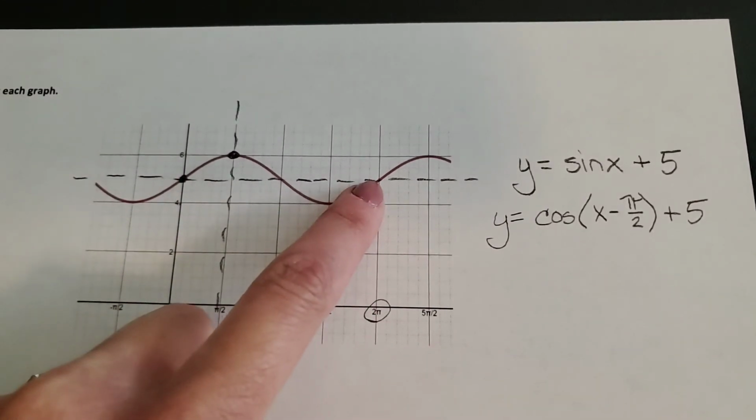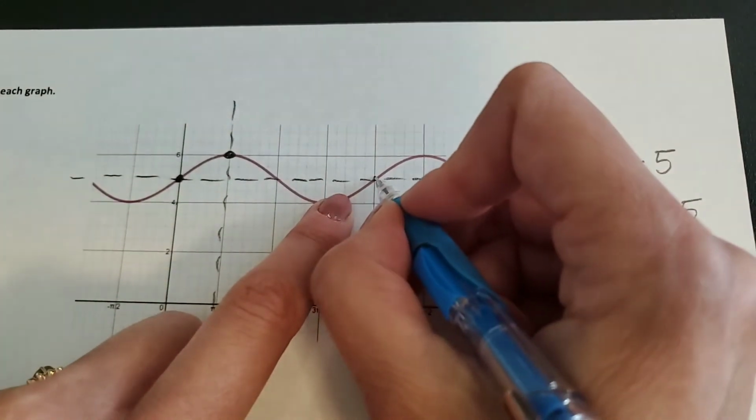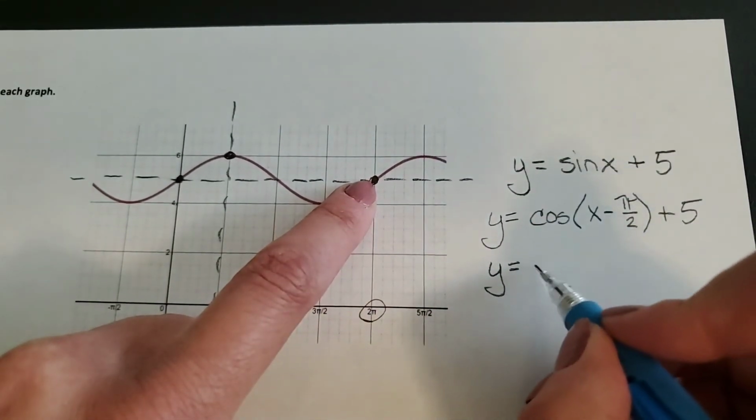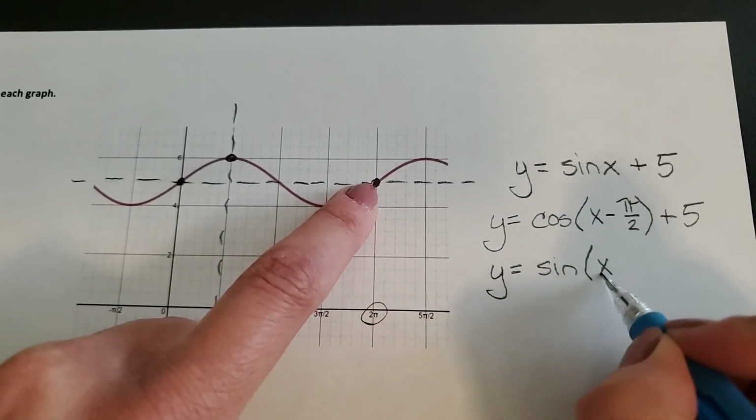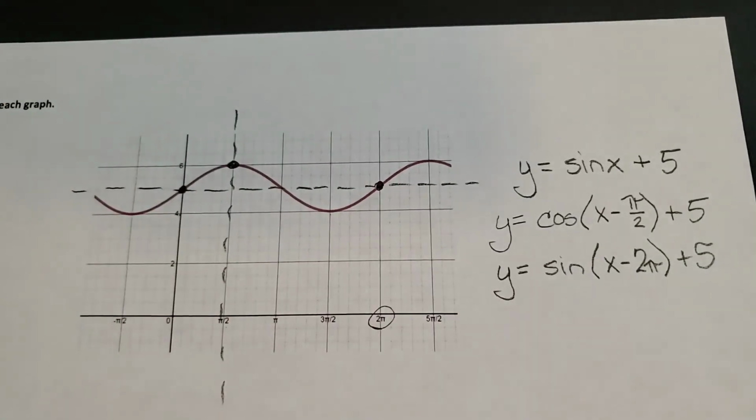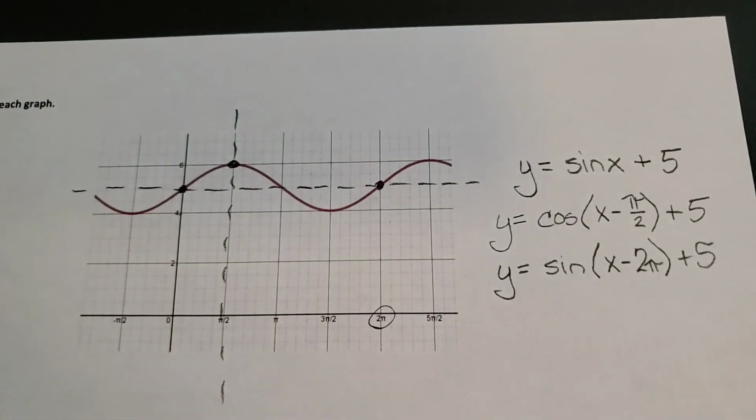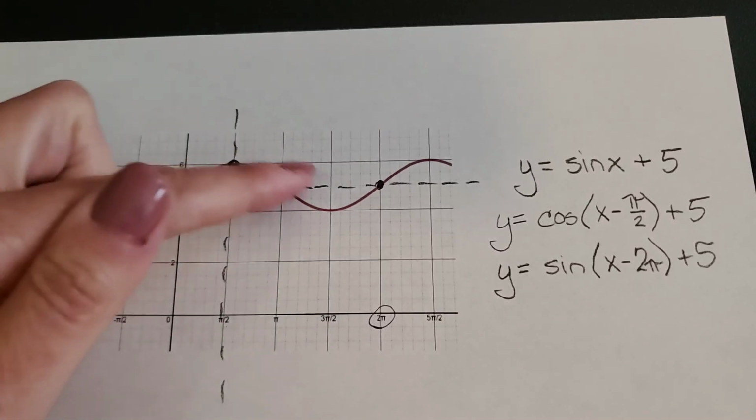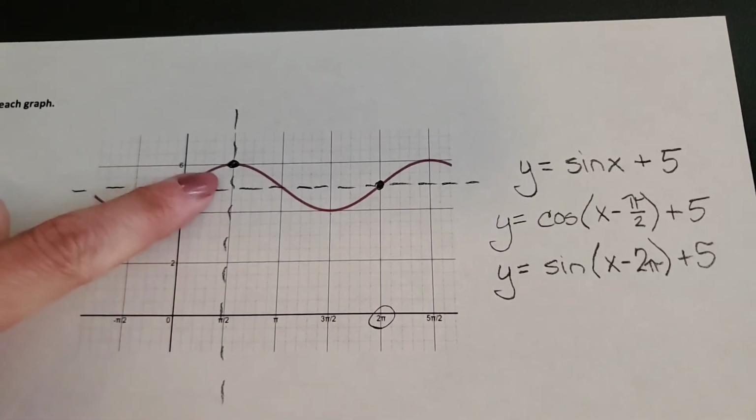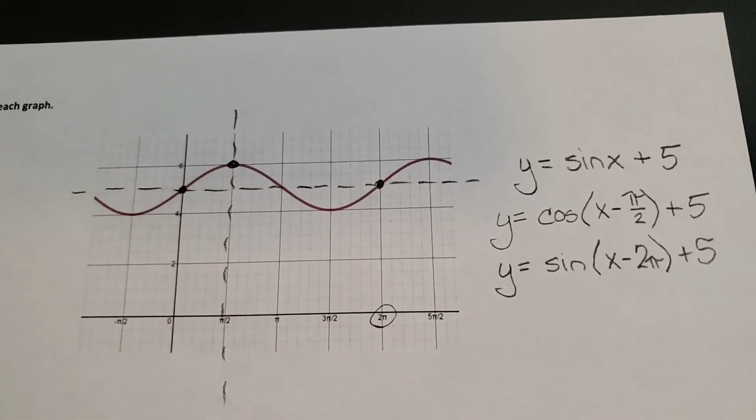Well, what if I wanted to start over here at another 0? Well, I could do that as well. I could do y equals, that would start at a 0. That's the sine function shifted to the right 2 pi, but still shifted up 5. Ladies and gentlemen, there are infinitely many equations you could write for each curve, sine wave or cosine wave, or what we call a sinusoidal function. Isn't that a great word? Sinusoidal. So if I ask you to write one equation or two, I'm actually just asking you to scratch the surface of all infinitely many you could write.